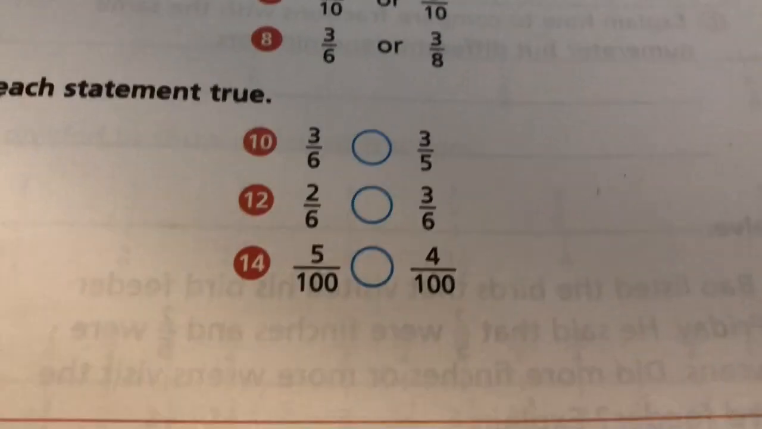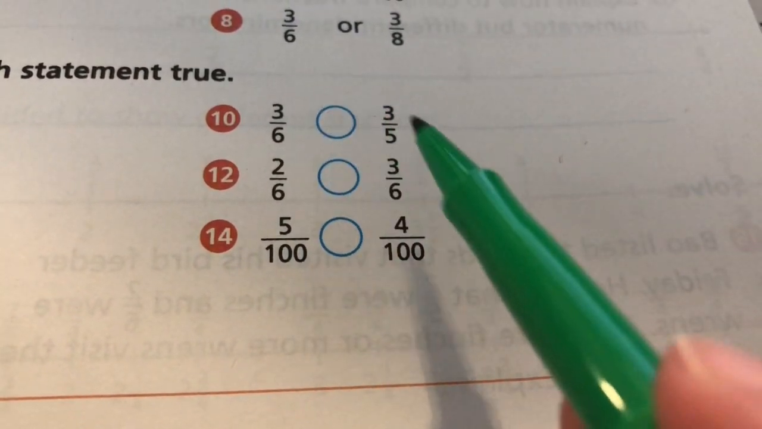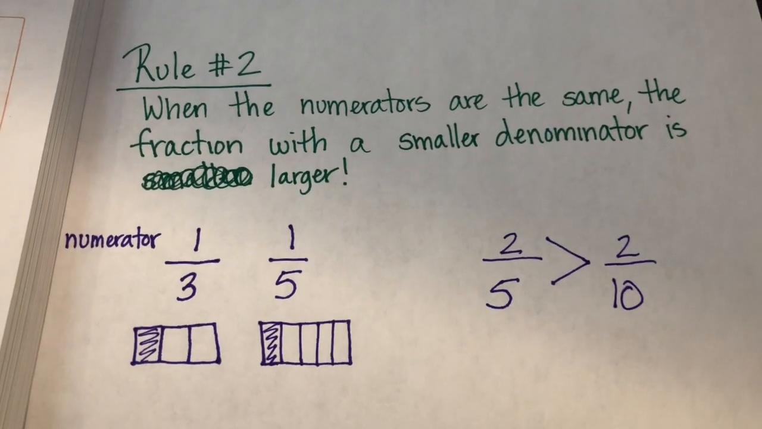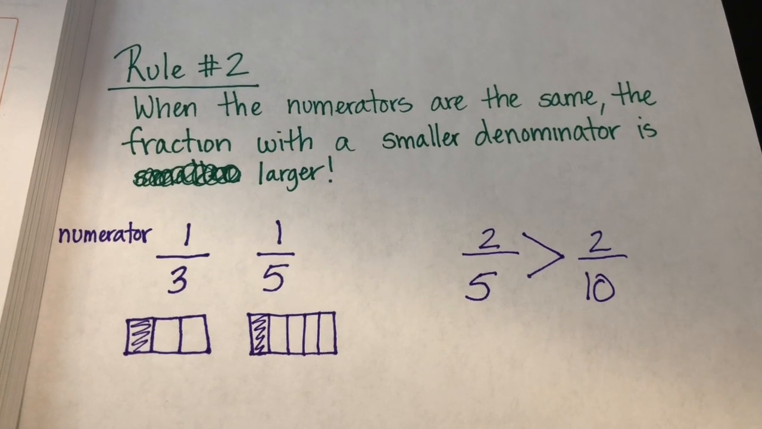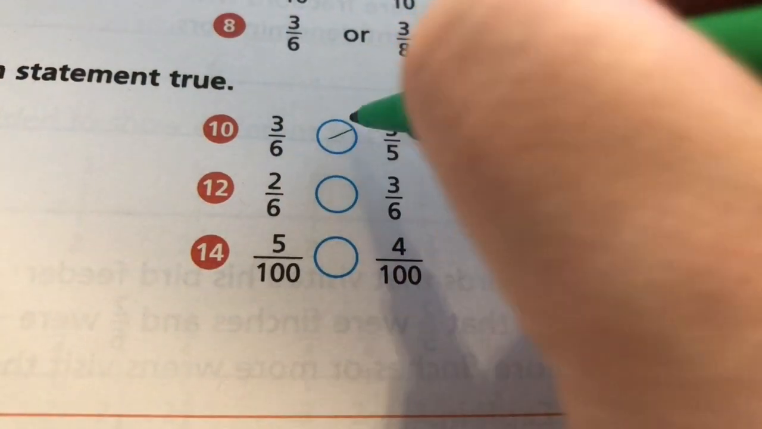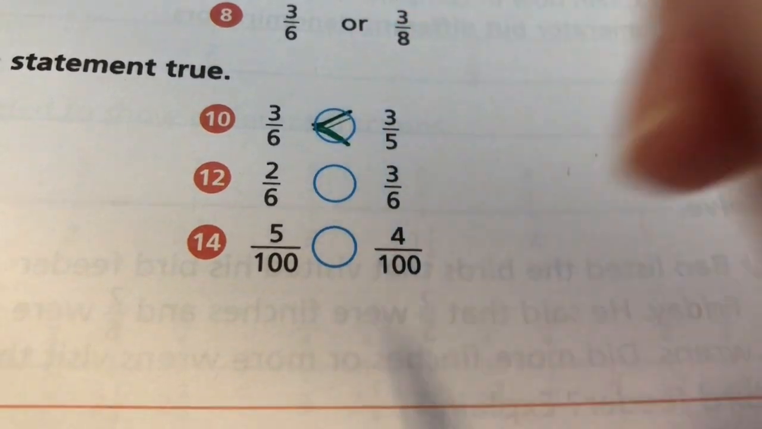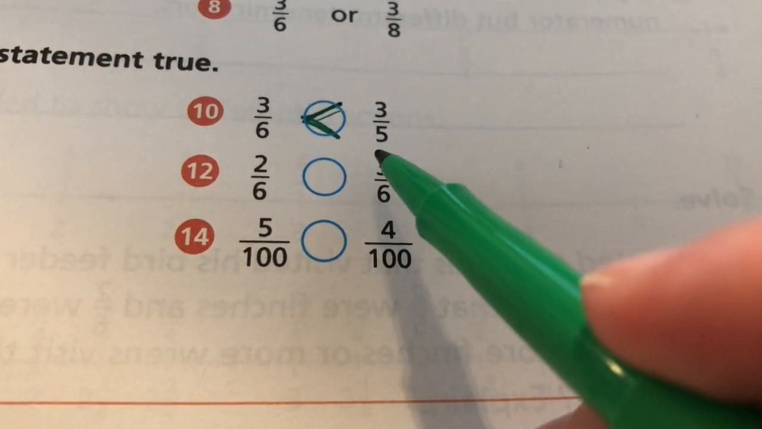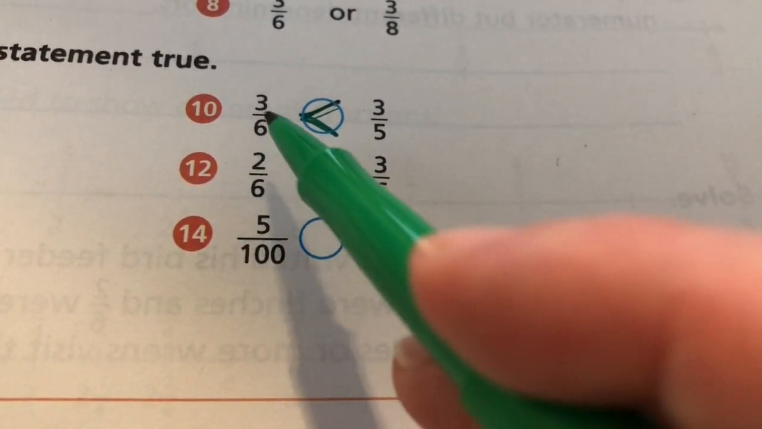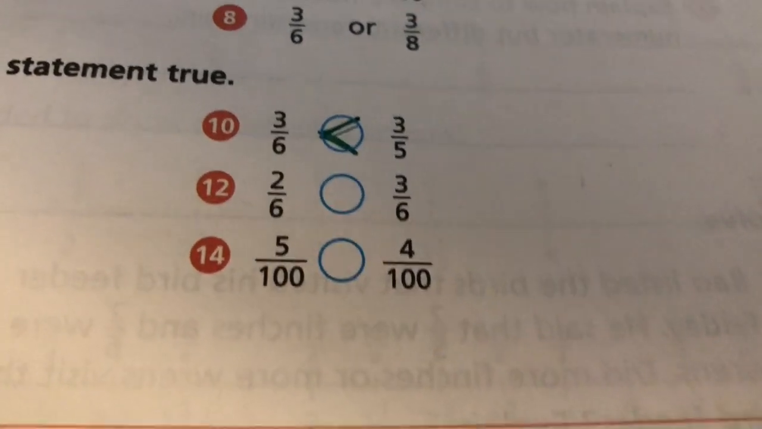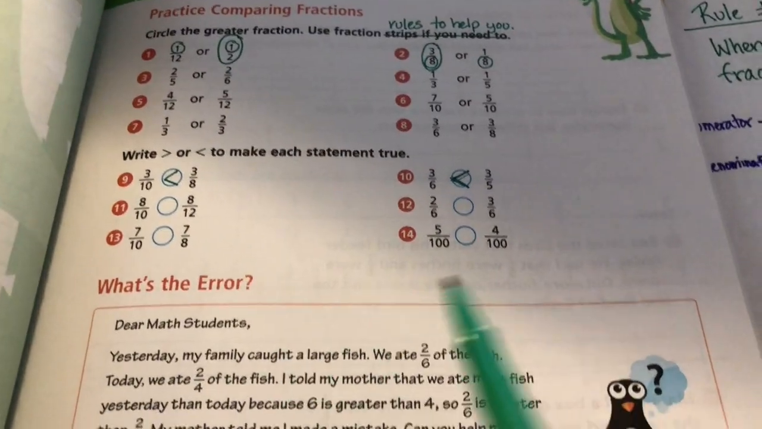Okay, for number 10, it looks like, again, our numerators are the same, 3/6 versus 3/5. So rule number 2, when the numerators are the same, the fraction with the smaller denominator is larger. So 3/6 versus 3/5, the smaller denominator is going to be larger. So 3/5 is larger, and you can think of it because fifths are going to be bigger pieces than sixths, because for sixths you have to cut the whole into more pieces, so the pieces are going to be smaller. Okay, so you're going to finish those ones right there.